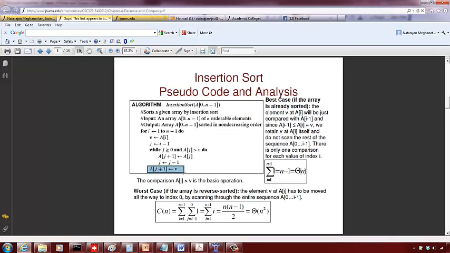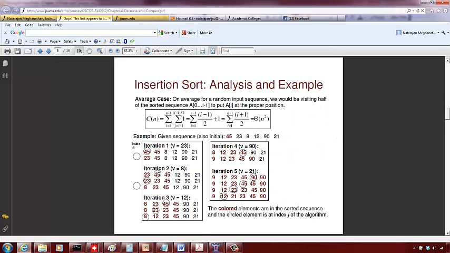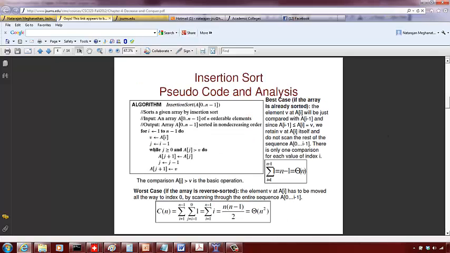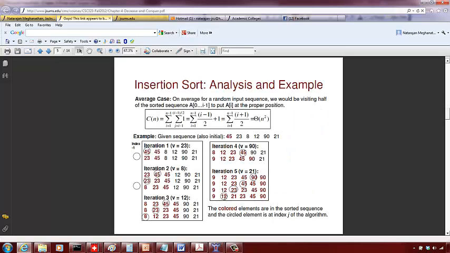Okay, so again when we see that a of j is less than or equal to v, like we see here, a of 1 is 12, which is less than 21, we stop this inner while loop, and we come out and set a of j plus 1 to be v. So in this case j is 1, j plus 1 is 2, so a of 2 is set to 21.